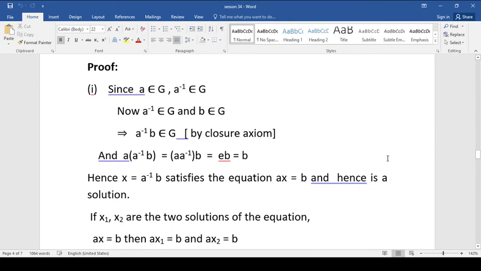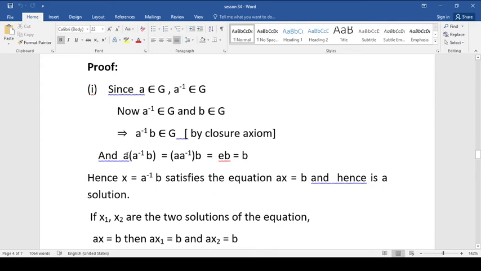The proof is, since A belongs to G, we can say that A inverse also belongs to G. Now A inverse belongs to G and the other element B belongs to G, so by the closure axiom we have A inverse into B belongs to G.